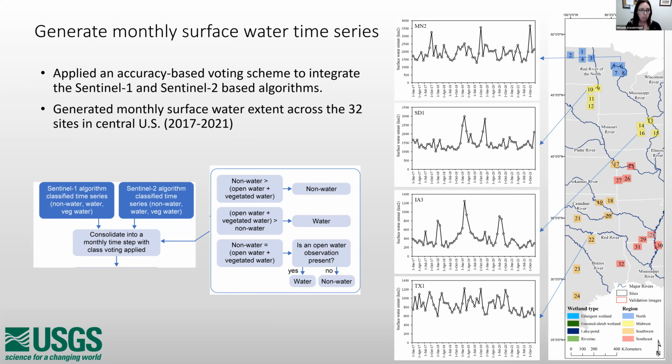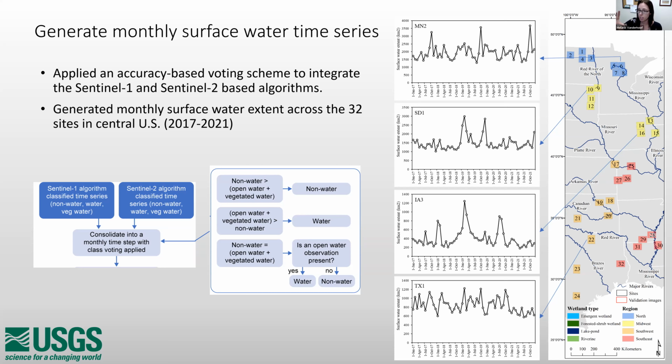Our first step is to generate a surface water time series for each of our 32 sites. If we start at the top of this flowchart in blue, these are our two algorithms that we just finished talking about. For each of the 32 sites, we are classifying all of the imagery within the 5-year time period using both algorithms. Then we're consolidating all of the classified imagery into a monthly time step using a class voting approach. The approach here is basically a majority vote.